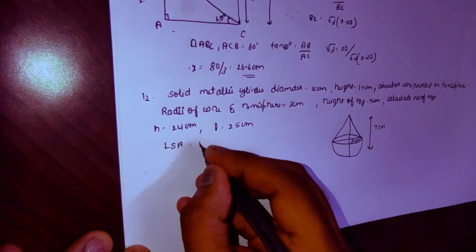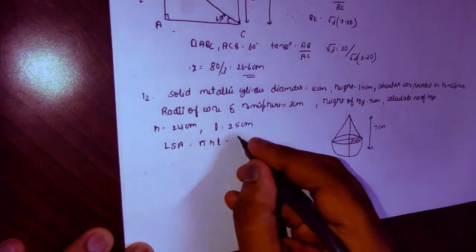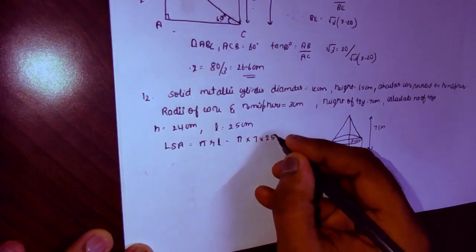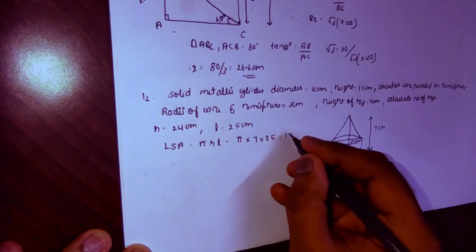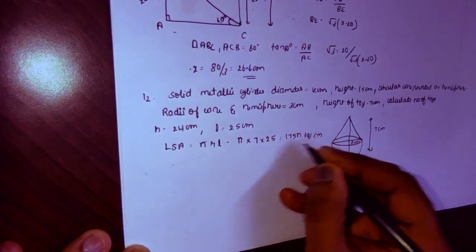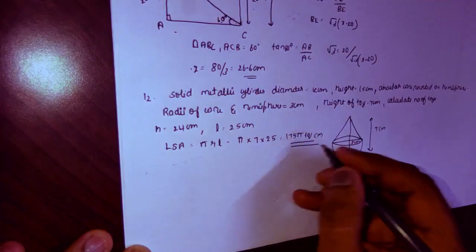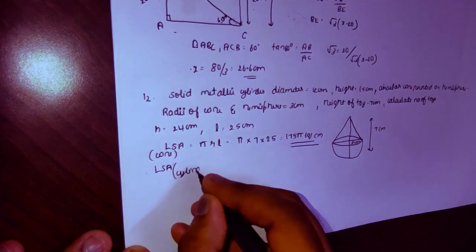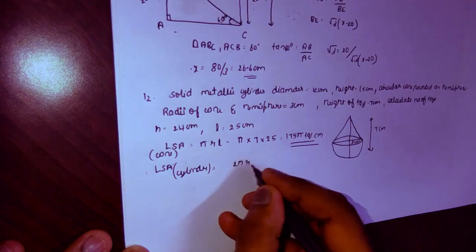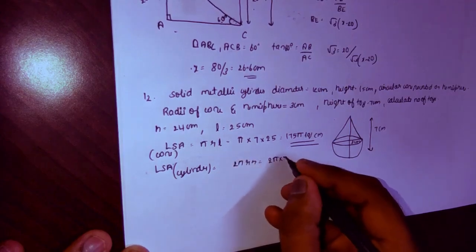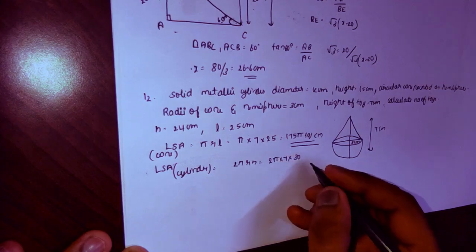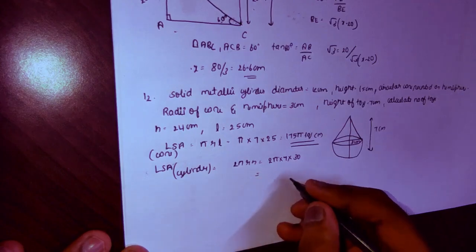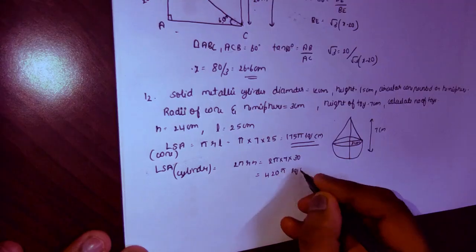Lateral surface area of the cone is equal to pi RL. We substitute pi. We know the value of R, that is 7, into 25. L is 25. We will get 175 pi square centimeter. Lateral surface area of the cylinder is equal to 2 pi RH. We know the value of R, that is 7. Height of the cylinder is 30. This becomes 420 pi square centimeter.